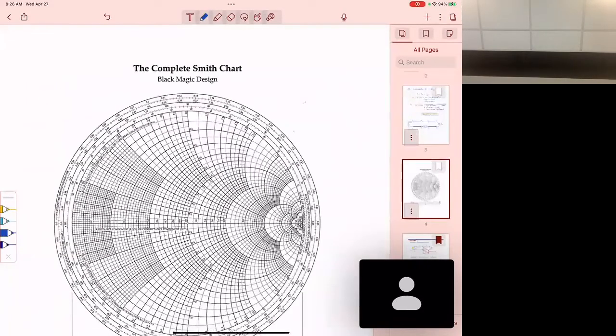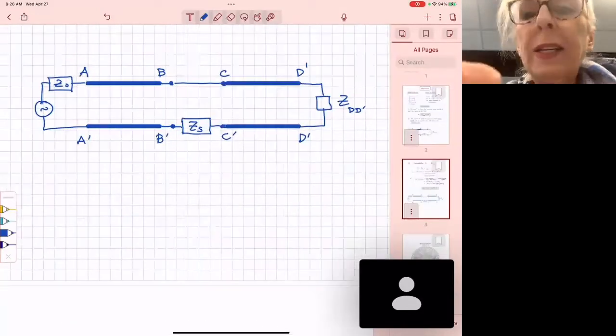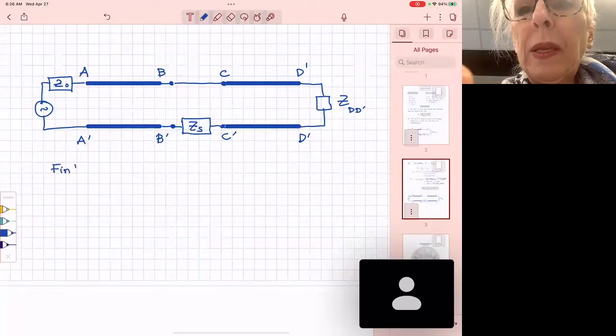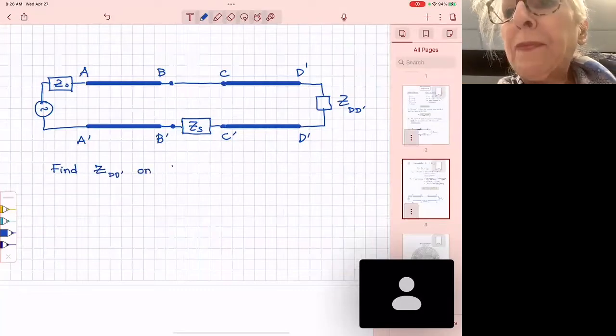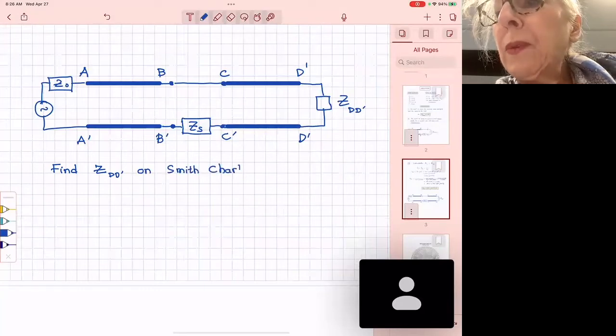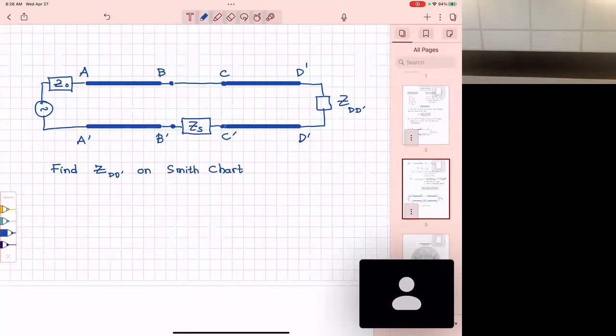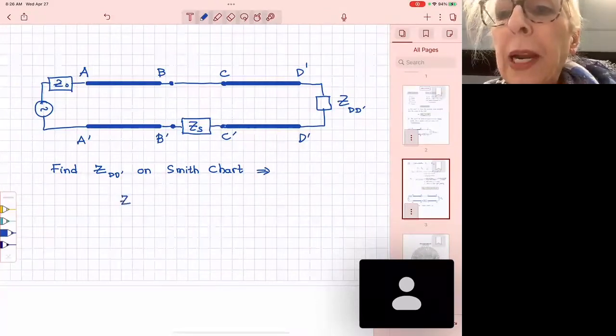What I am going to do first is find my impedance. I want to find it on the Smith chart. What do we have to do first to find ZDD on the Smith chart? Can I find ZDD on the Smith chart the way it is? No, I have to normalize it.